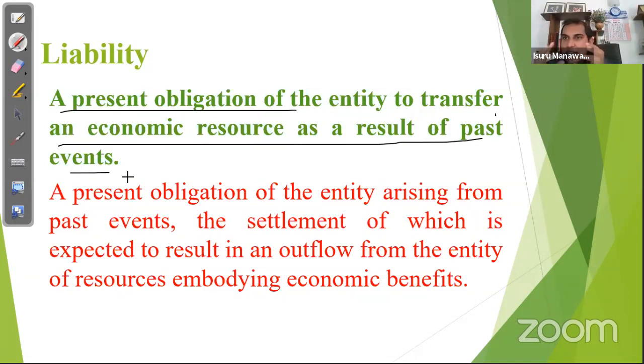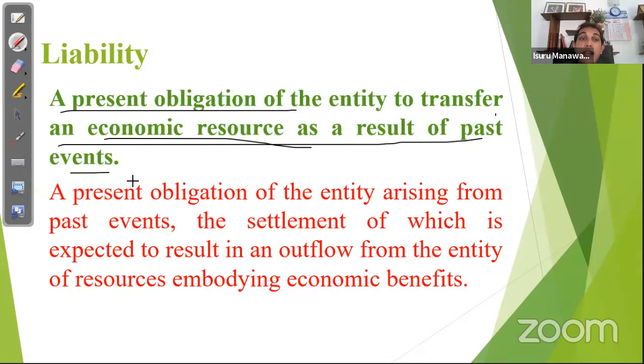That obligation occurred as a past event. When we settle it, economic resources are going to be transferred, right? That is the meaning of a liability. I hope you understood up to liability. If you have any questions, you can ask, audience. I'm free to answer.